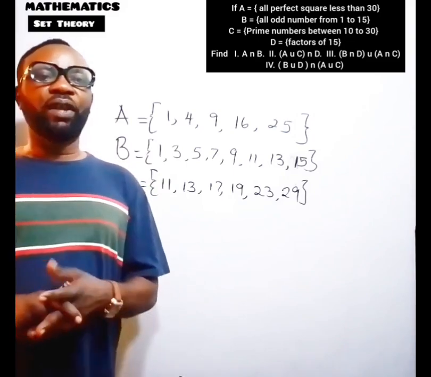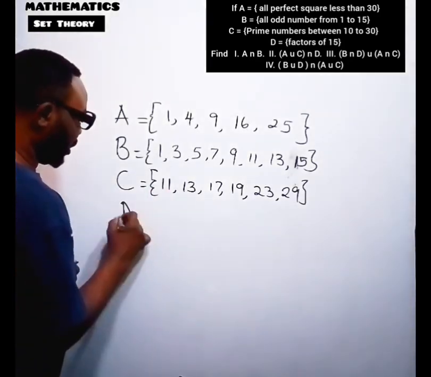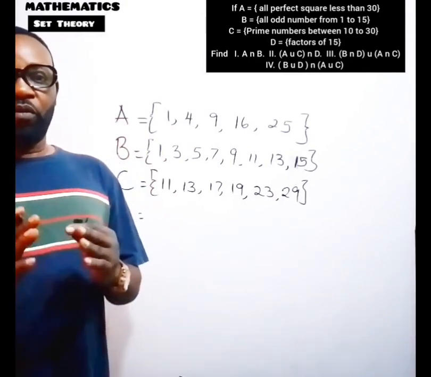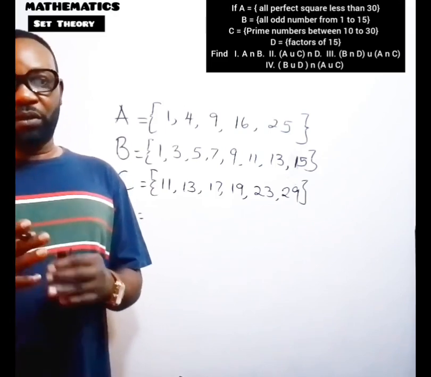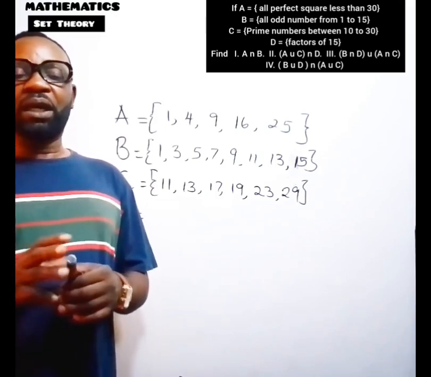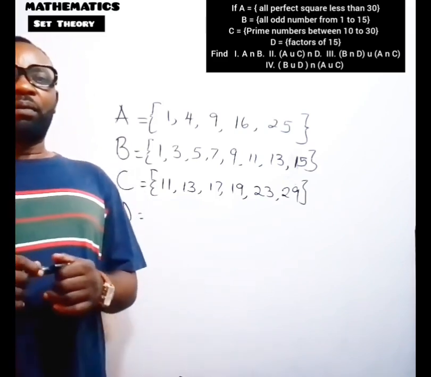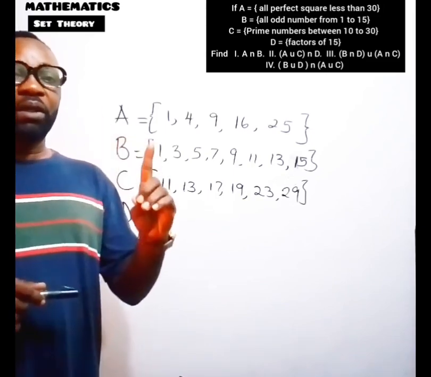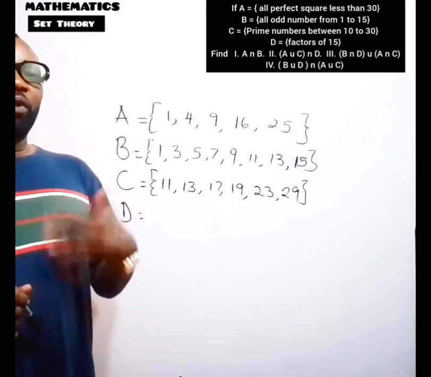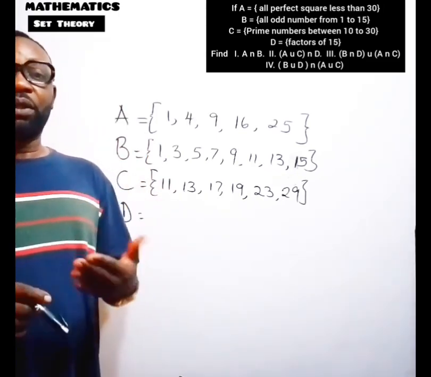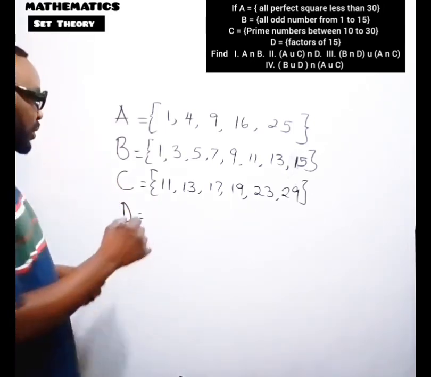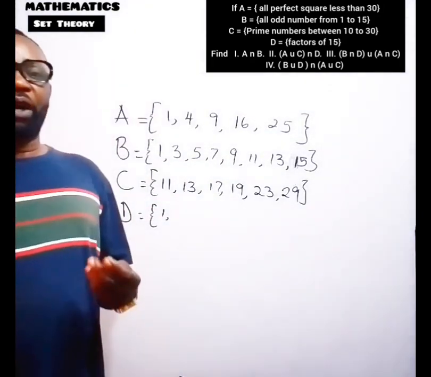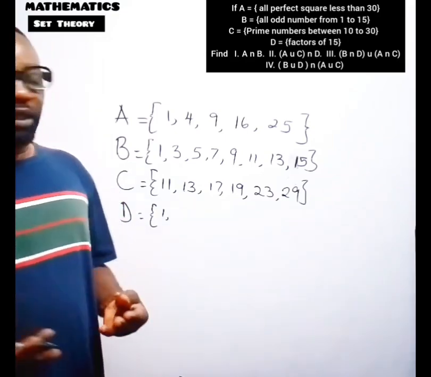Now, for the value of D, they call it factors of 15. When you say factors of a particular number, factors are those values that will divide such a number and give a whole number without a remainder. Now, what are those values that you can use to divide 15 without a remainder? You can be talking about values like 1. Yes, when you divide 15 by 1, you will get 15 without a remainder.